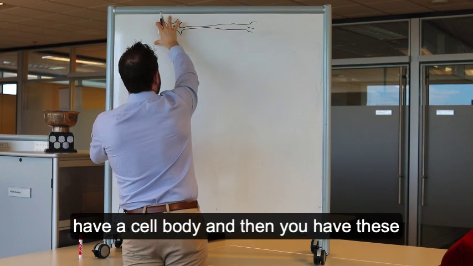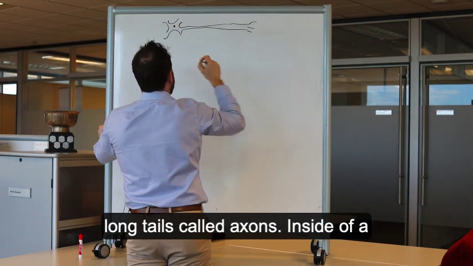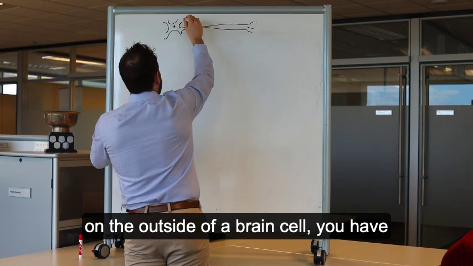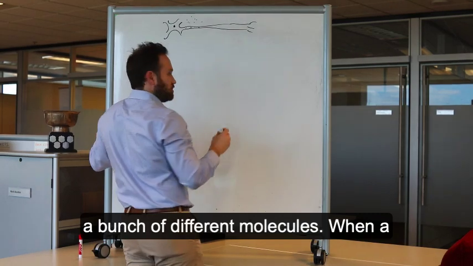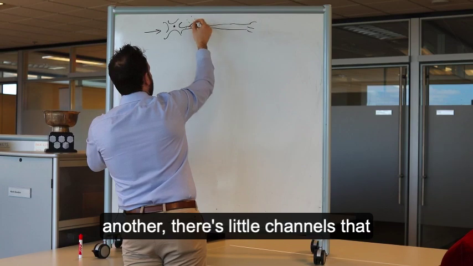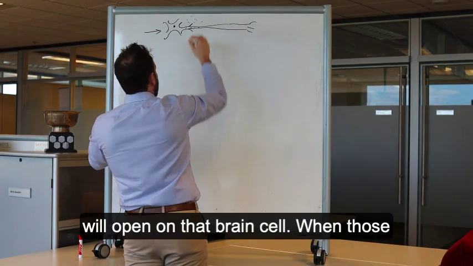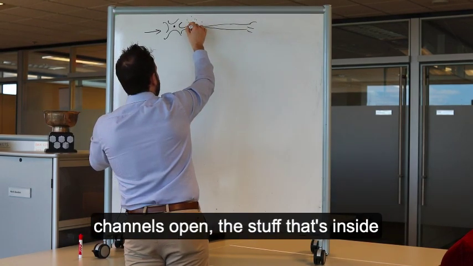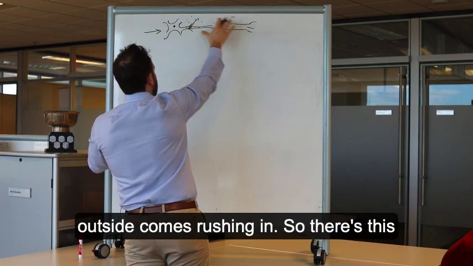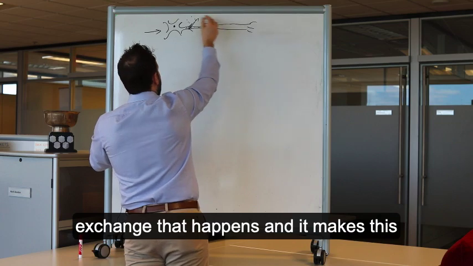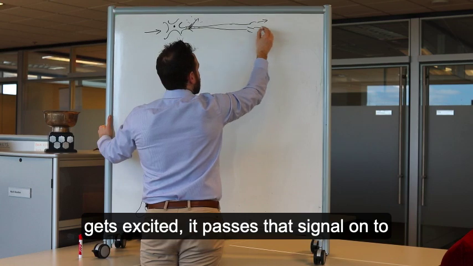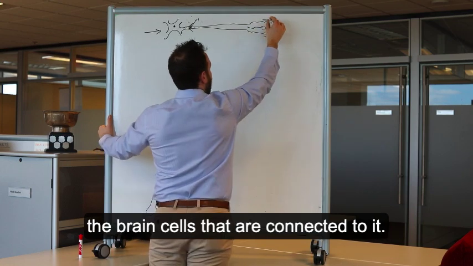You have a cell body, and then you have these long tails called axons. Inside of a brain cell, you have a bunch of molecules. On the outside of a brain cell, you have a bunch of different molecules. When a signal comes in from one brain cell to another, there are little channels that will open on that brain cell. When those channels open, the stuff that's inside escapes outwards and the stuff that's outside comes rushing in. So there's this exchange that happens, and it makes this brain cell excited.